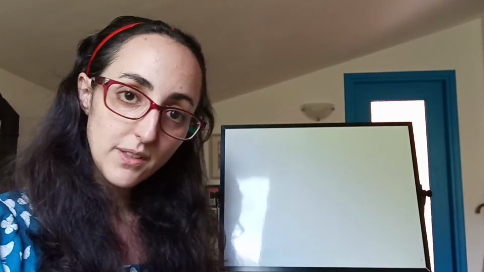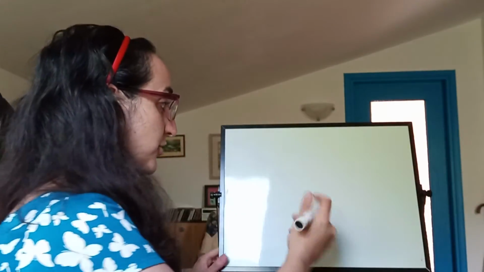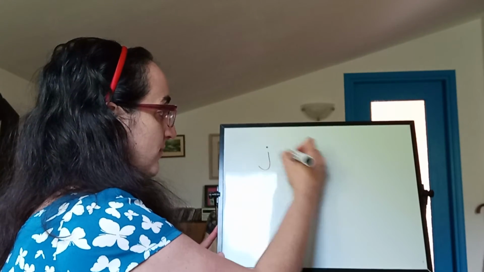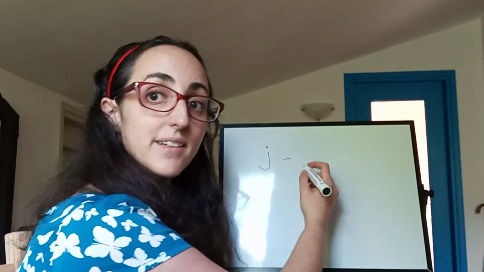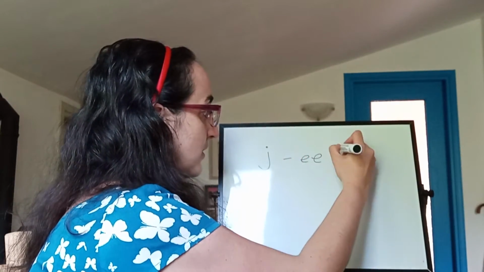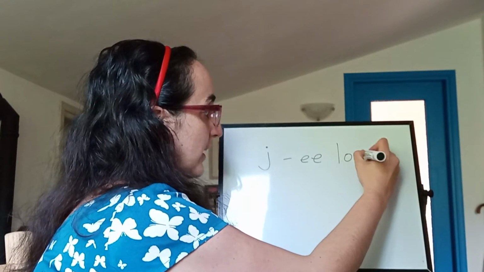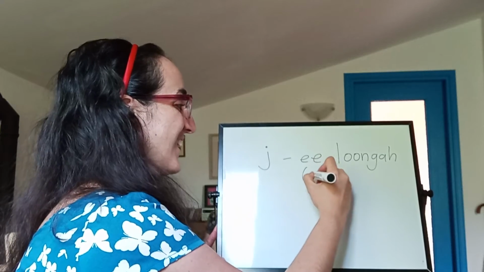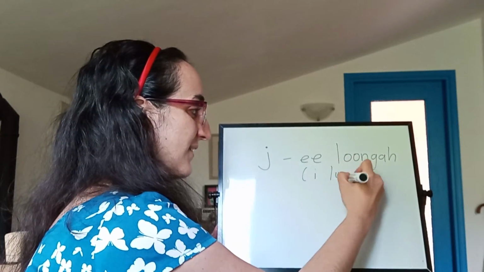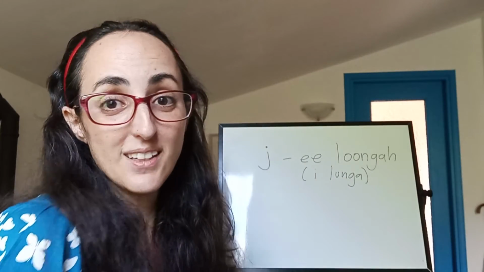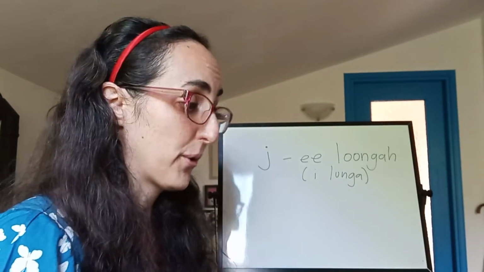So now the other letters are J, which in Italian is I lunga. I'm writing the pronunciation. I lunga. This is how you say it. And it's, as I say, only found in foreign words, really.